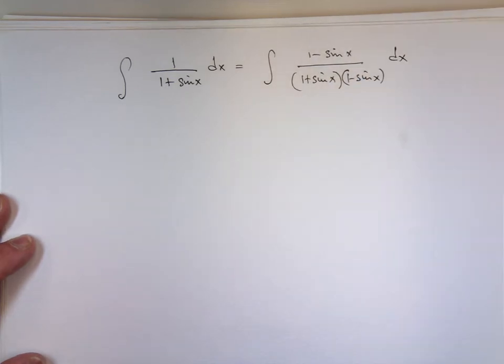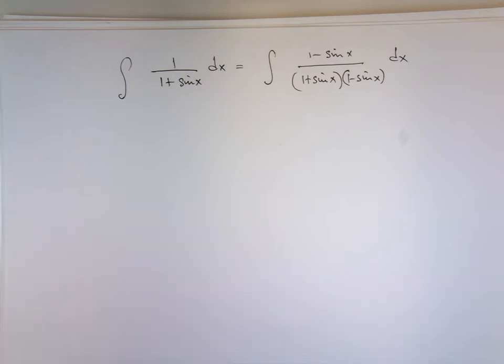Now, you may be familiar with the conjugate when you rationalize expressions that have square roots. You know, if you had 1 over 3 plus the square root of x in the denominator, you would rationalize that by multiplying numerator and denominator by 3 minus the square root of x. It's the conjugate. Well, the same little trick works for trig functions as well.